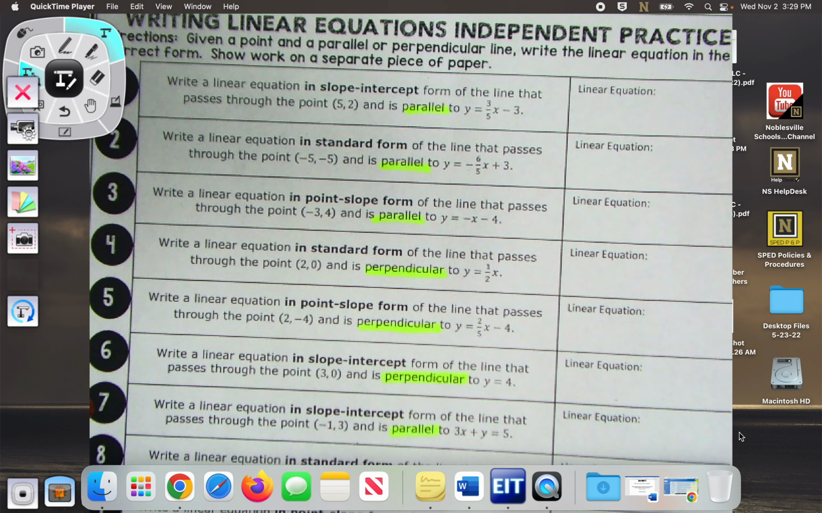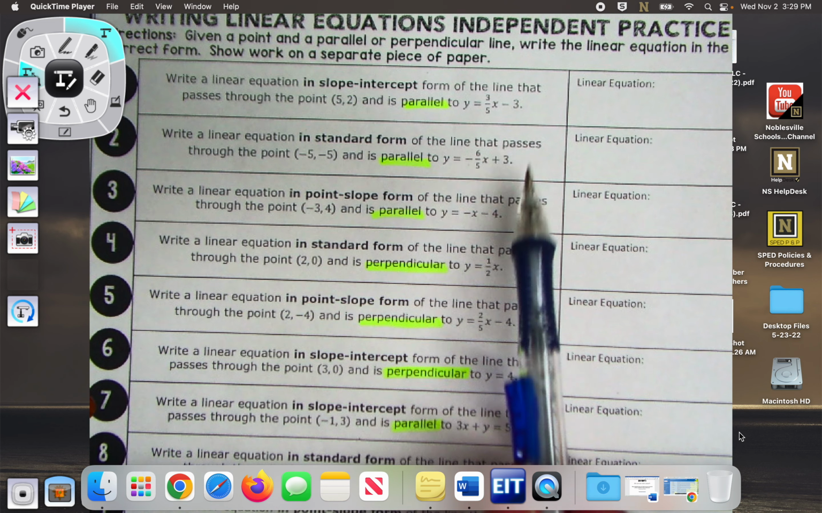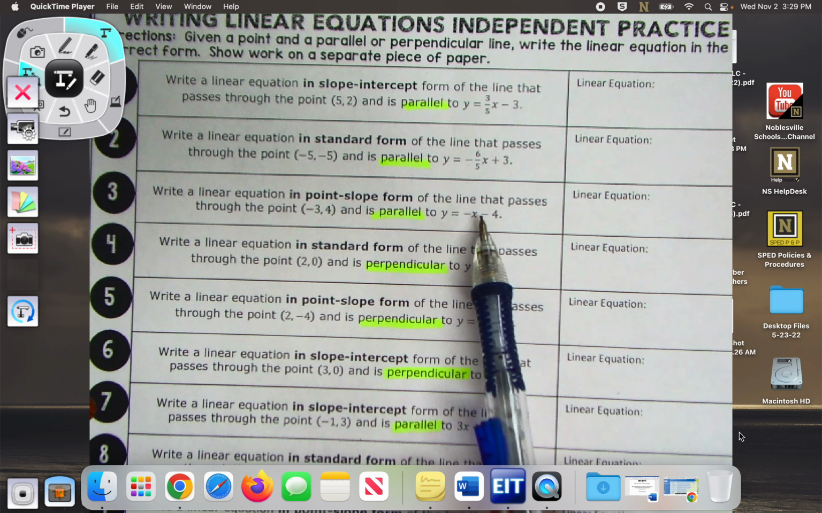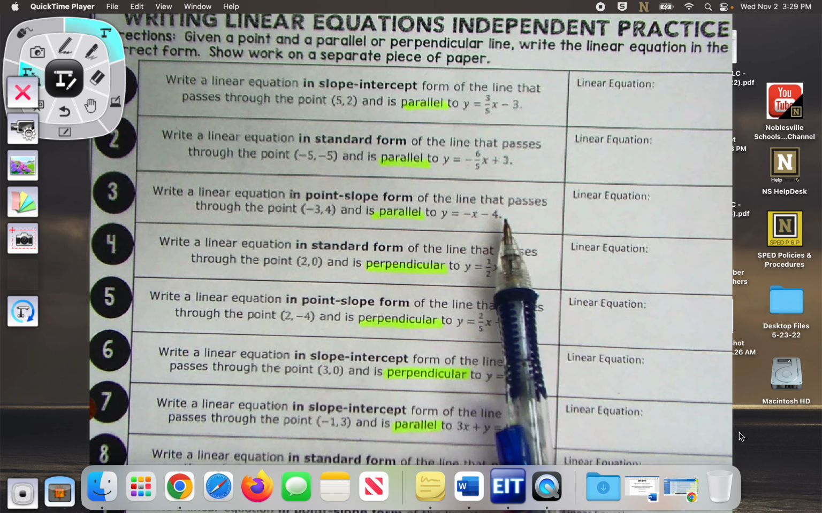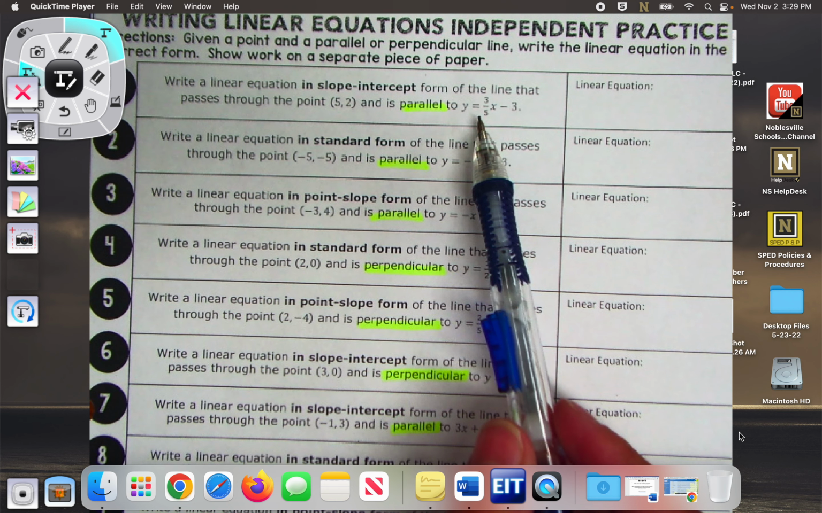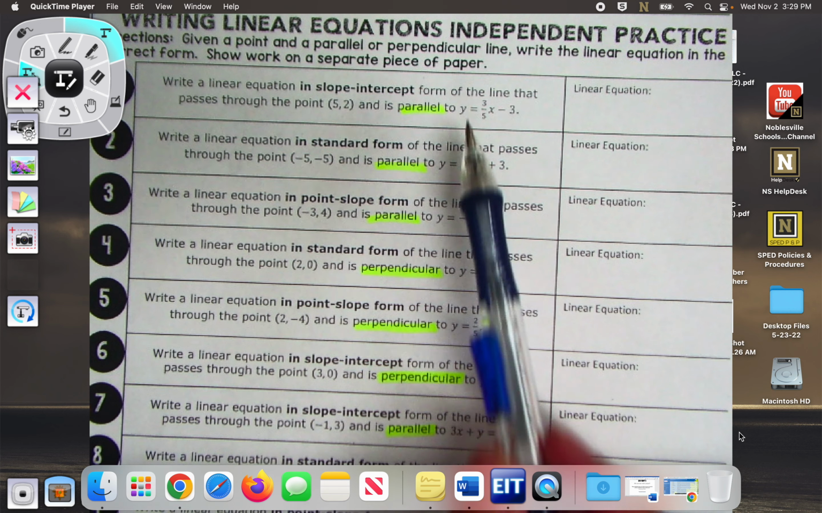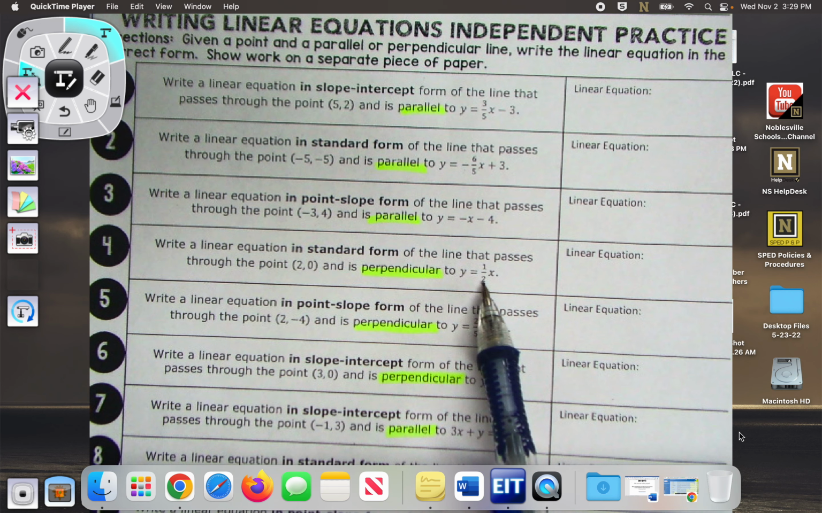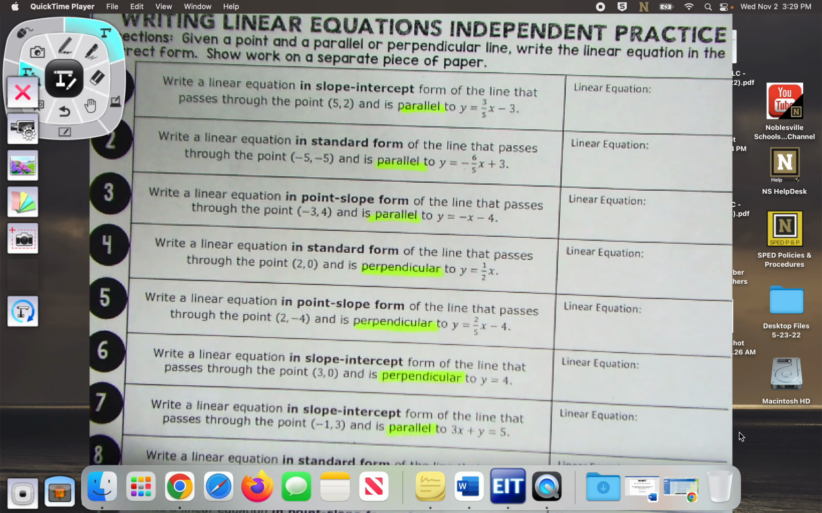Okay, the reason that's so important is because when you are converting, you will always be given the slope of the line that you are going to be creating, either parallel or perpendicular. So if it says parallel, your slope should be what? Exactly the same. If it says perpendicular, your slope should be opposite reciprocal.